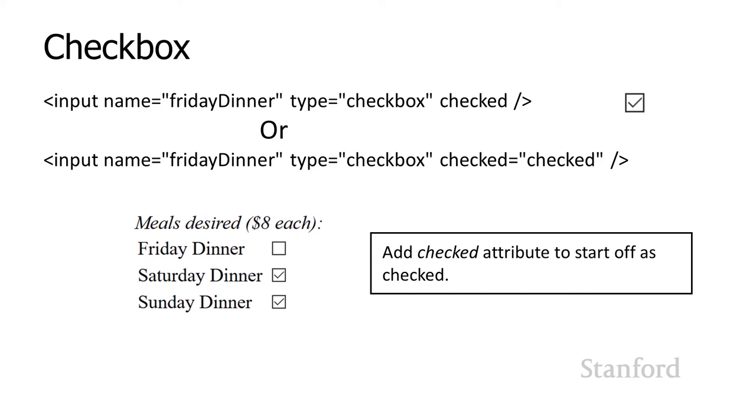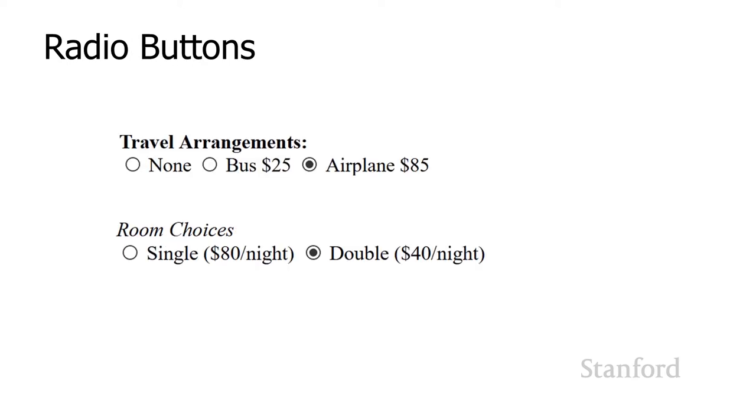Okay, so those are checkboxes. Another type of element you'll run into quite frequently is something called a radio button. Here are the radio buttons that I have on this web page. I allow people to determine whether they're planning to drive up to the ski lodge on their own, take a bus with the rest of the ski team, or, if they've got a lot of extra cash, fly up there. The user needs to select one of these different options. In addition, they can determine whether they want their own room or a double room.